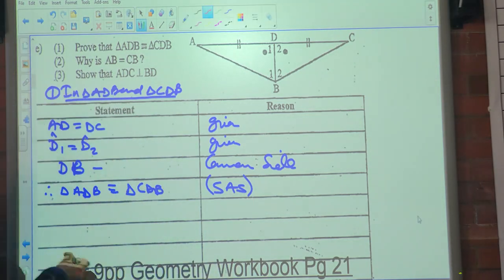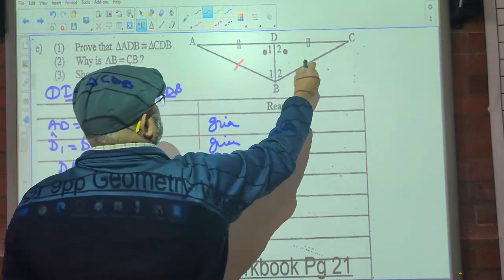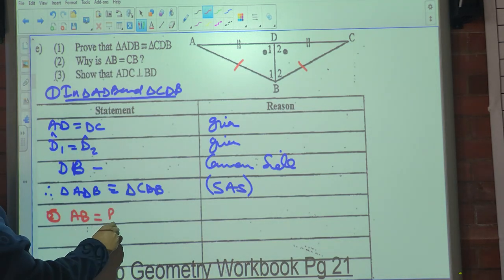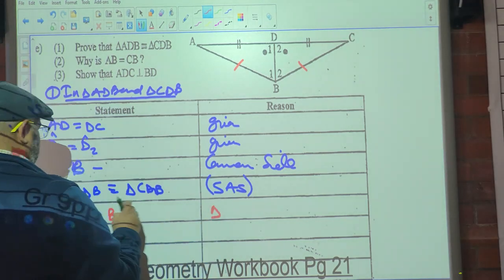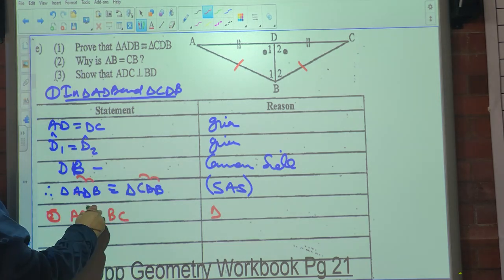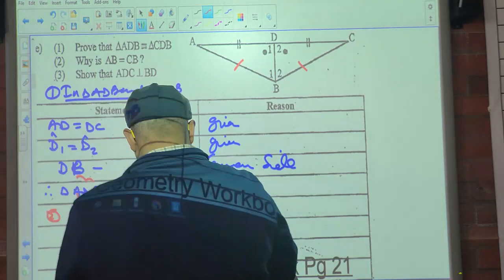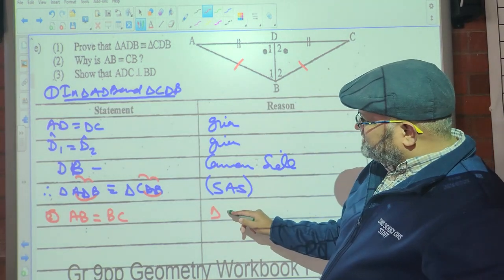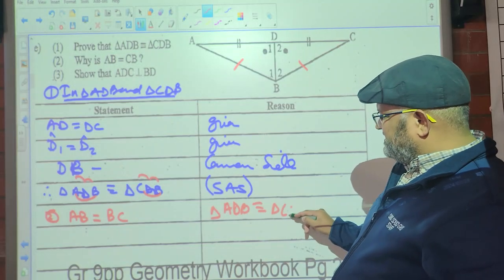Okay. Number 2. Why is AB equal to BC? AB is equal to BC. Why? Because remember that AD is equal to CD, DB is equal to DB, which we know, and AB is equal to CD. Once you have proven congruency. Okay, so the reason why that is the case is because triangle ADB is congruent to triangle CDB.